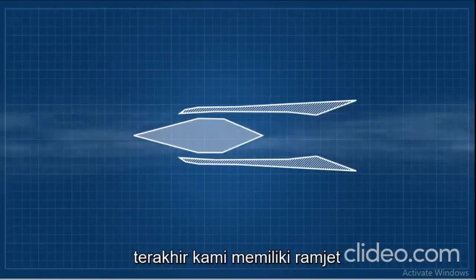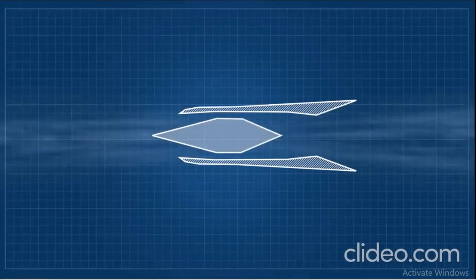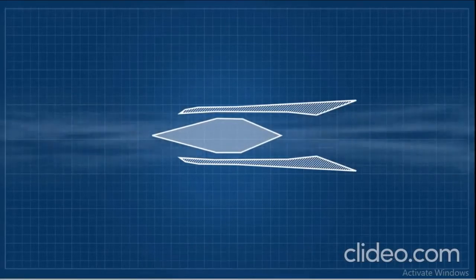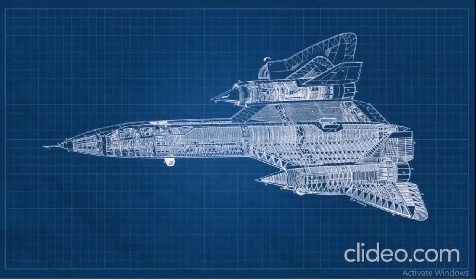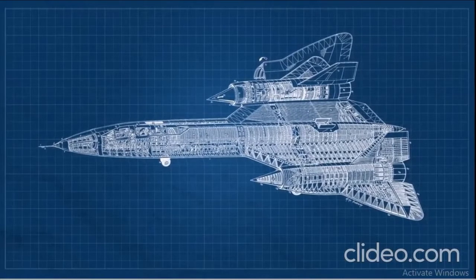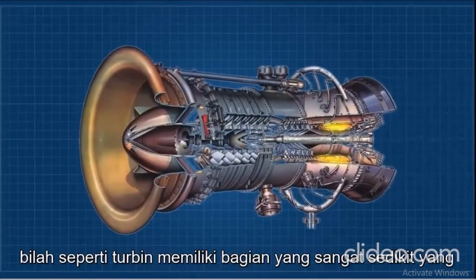Lastly, we have the ramjet engines. These engines are more like a rocket, with the difference that they can only produce thrust once they have a fast airflow to start working. In other words, the airplanes have to be flying already at a fast speed for this engine to work. This engine does not have a set of blades like the turbines.